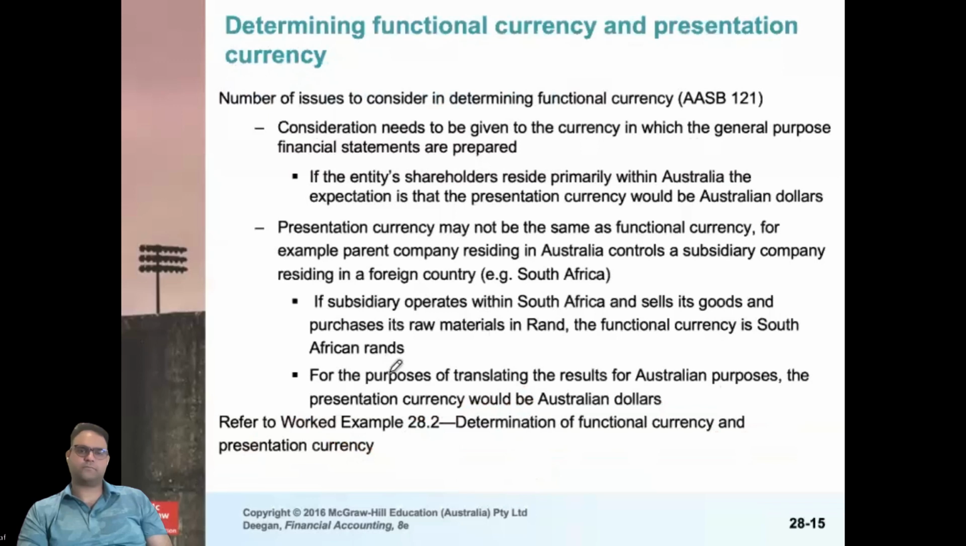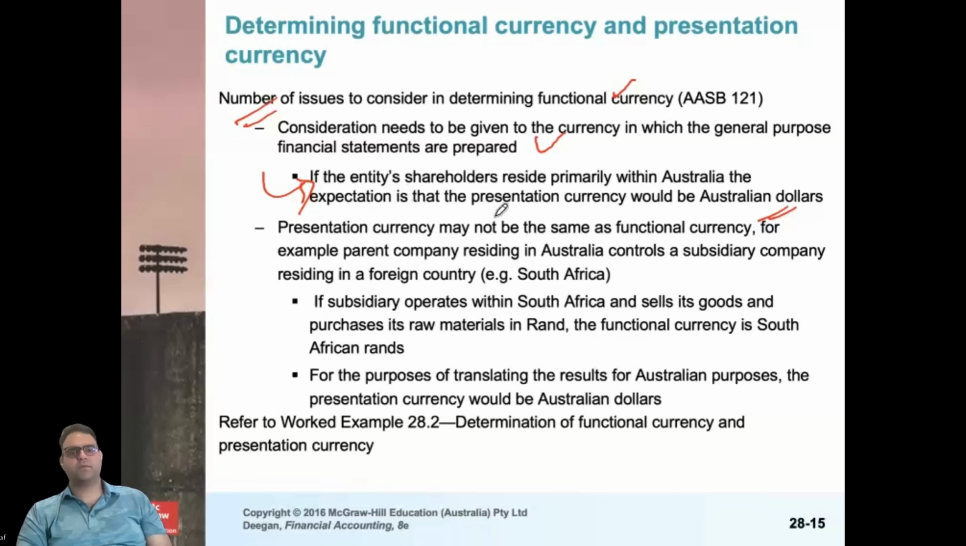Now, in this, they discuss the same thing which I discussed, a little bit more technical, about a number of issues we have. For example, with this foreign currency, number one is the presentation currency, which needs to be the currency in which the general purpose financial statement is prepared. If the entity is residing primarily within Australia, the presentation currency will be the Australian dollar. If you are in Malaysia, we expect that you prepare your financial statement in RM rather than any other currency.